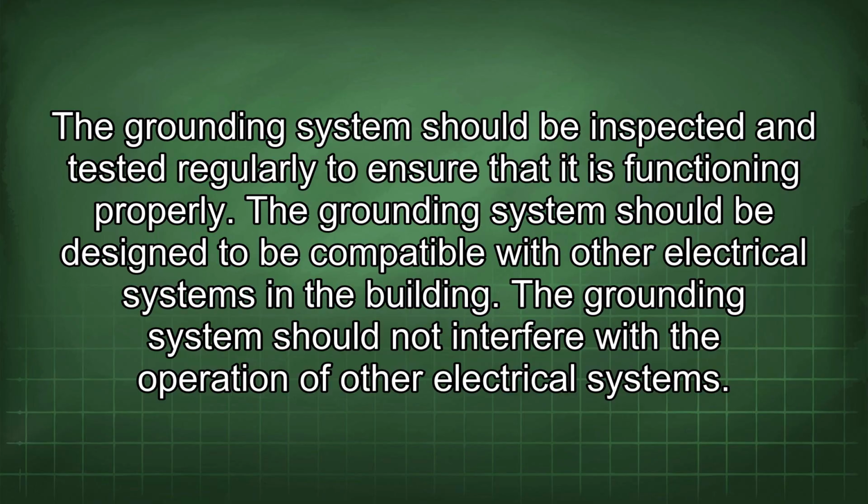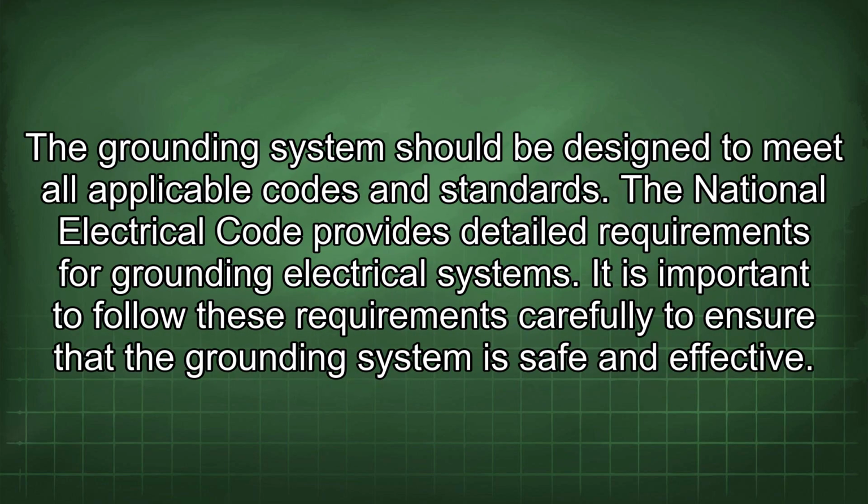The grounding system should be designed to be compatible with other electrical systems in the building. The grounding system should not interfere with the operation of other electrical systems. The grounding system should be designed to meet all applicable codes and standards. The National Electrical Code provides detailed requirements for grounding electrical systems. It is important to follow these requirements carefully to ensure that the grounding system is safe and effective.